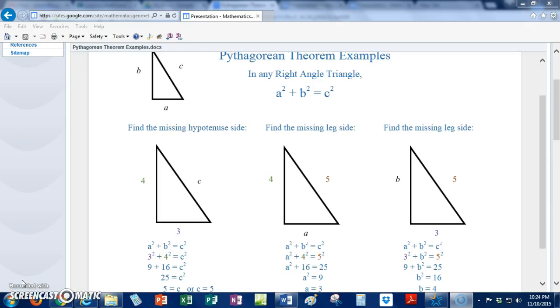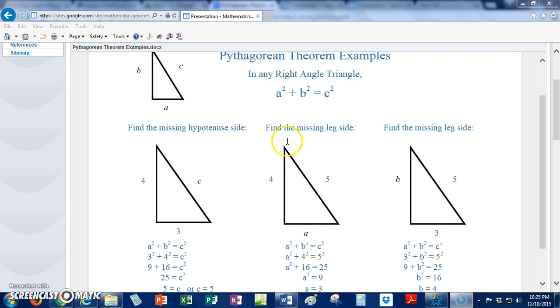This is the Mathematics, Geometry, Pythagorean tutorial. Today we're going to learn how to use the Pythagorean Theorem. As you remember, in any right triangle, a squared plus b squared equals c squared is the Pythagorean Theorem. And in prior lessons, we've shown why that is true. Now we're going to learn how to use it.